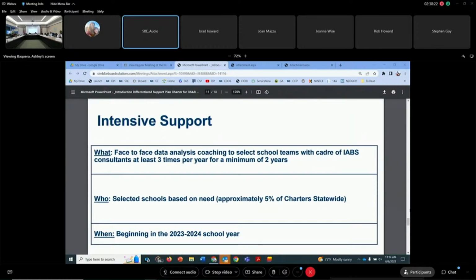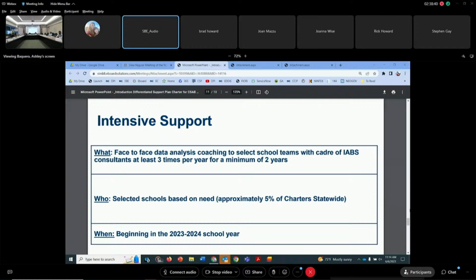And then finally, that last layer of supports. We talked about core, we talked about supplemental, and now intensive. A very small group of schools, traditional and charter, across the state will be invited to participate in one more layer of support with us. Again, this is completely optional.